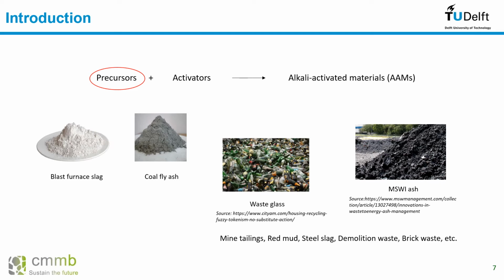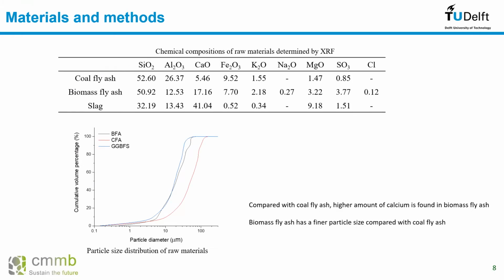Of course, blast furnace slag and coal fly ash are still the most used precursors. In our group, we have done research on waste glass and MSW ash. We can also find literature showing that materials such as steel slag can be successfully used to prepare alkali-activated materials. So we are thinking about whether it is possible to use biomass fly ash as a precursor, especially given the fact that coal fly ash in the Netherlands is now in quite a shortage. So this is the chemical composition of the raw materials.